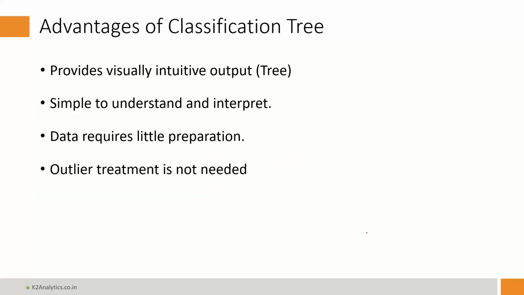What are the benefits? This technique is very simple and intuitive. You get a visual output. You do not require lots of data preparation. You do not need to bother about outlier treatment. Missing values can be easily handled by creating a category saying missing. So these are the benefits of a classification tree technique.